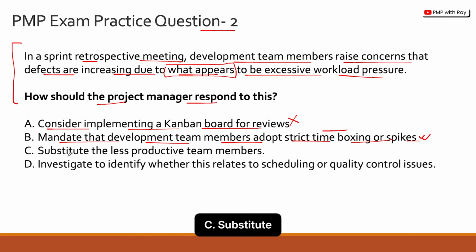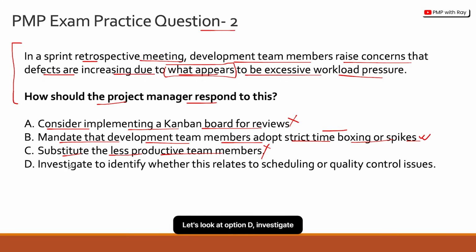Let's look at option C. Substitute the less productive team members. Okay, random, right? You can't really do that. I hope you don't do this in real life as well when you are faced with such a scenario. Let's look at option D.